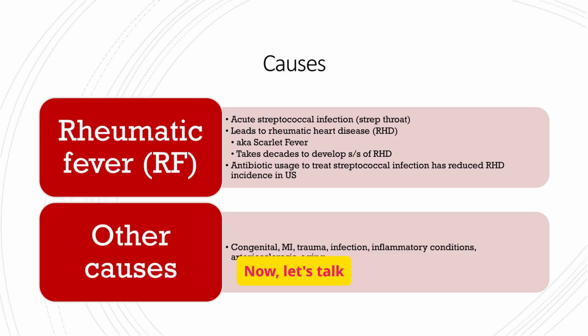Now, let's talk about the causes of valvular heart disease. Rheumatic fever, stemming from a streptococcal infection, is a major culprit, although its incidence has decreased in the US due to antibiotic use. Other causes include congenital issues, MI, trauma, infection, inflammatory conditions, arteriosclerosis, and aging.